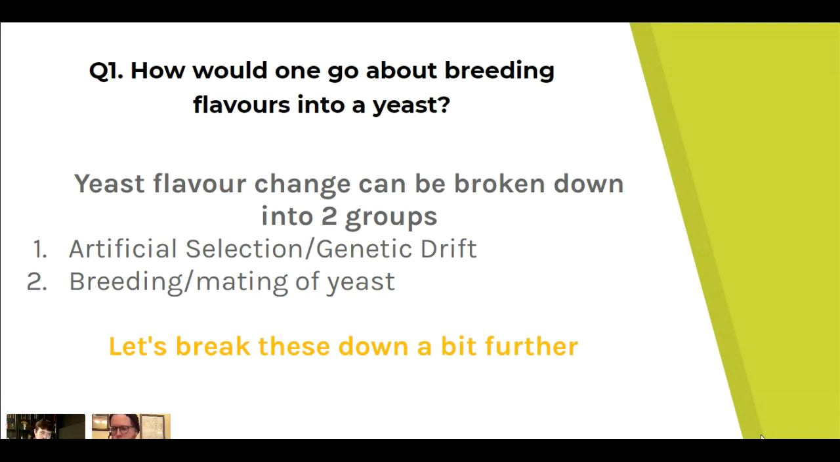We have to talk a little bit about how this occurs. And this really occurs in 2 different regions. We're going to talk about artificial selection and genetic drift as the first one. Genetic drift and mutation are going to be something we talk about a few times, so keep that in mind. And the second one is yeast breeding.